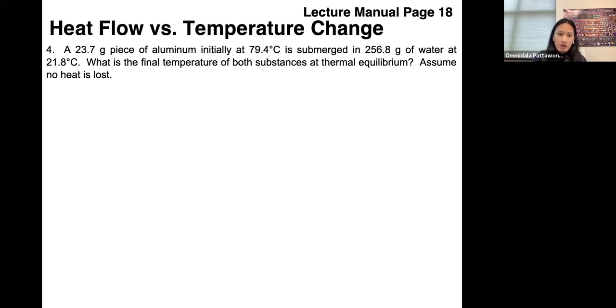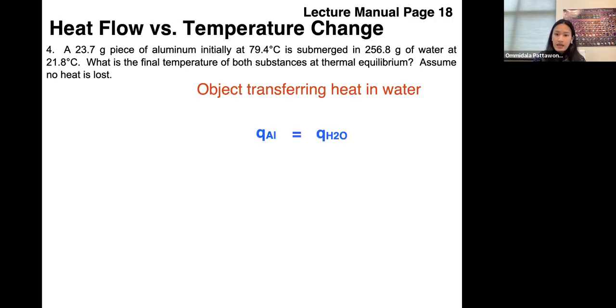All right, let's take a look at your answer together. In this case, it's giving you a certain amount of aluminum, and also the initial temperature, submerged in water at a certain temperature, and asking you to find the final temperature. Same thing again: we know that we're looking at objects transferring heat. In this case, you are going to have a negative sign for the aluminum again, because aluminum has a higher temperature than the water.